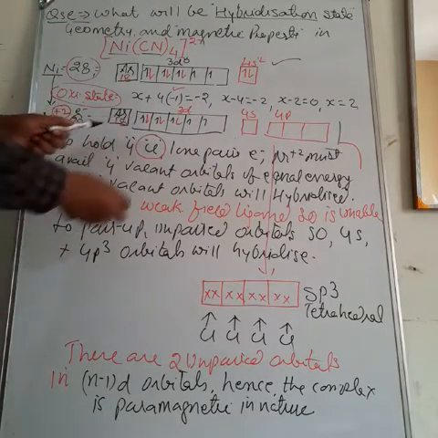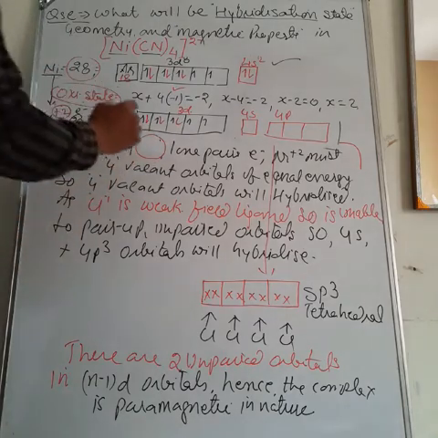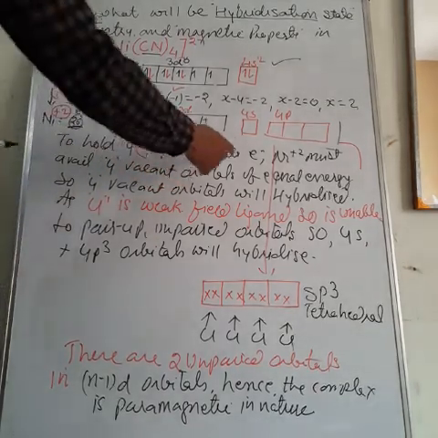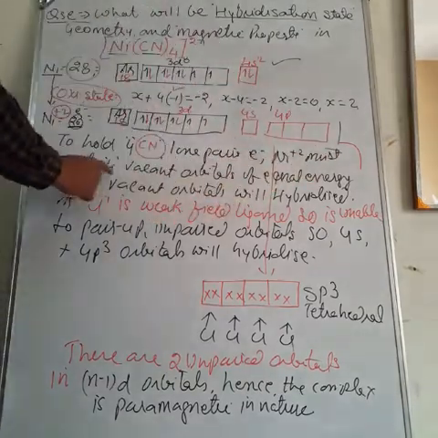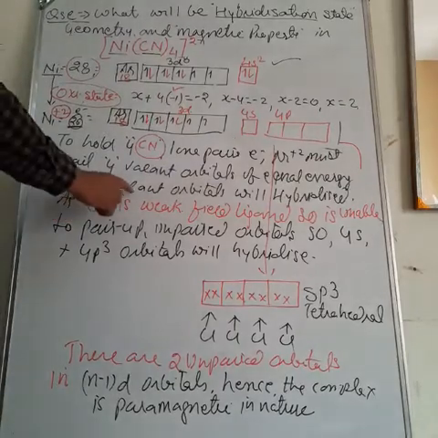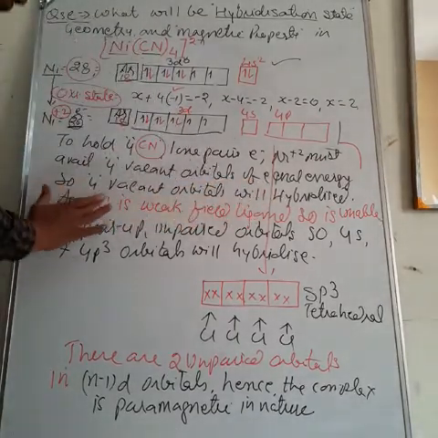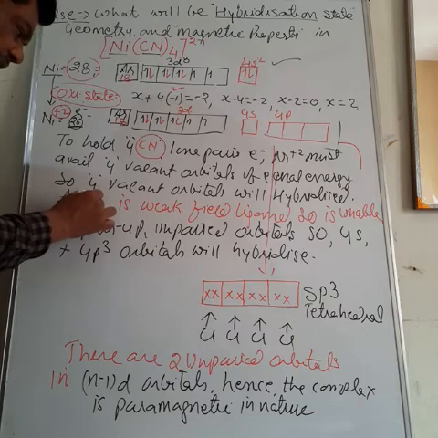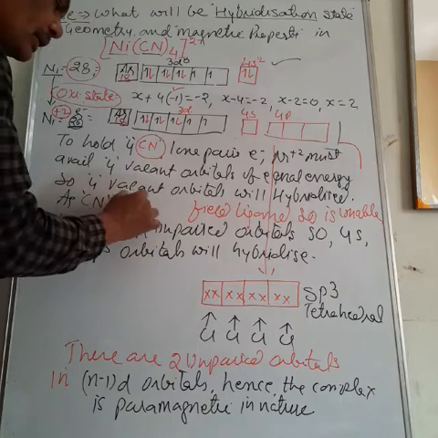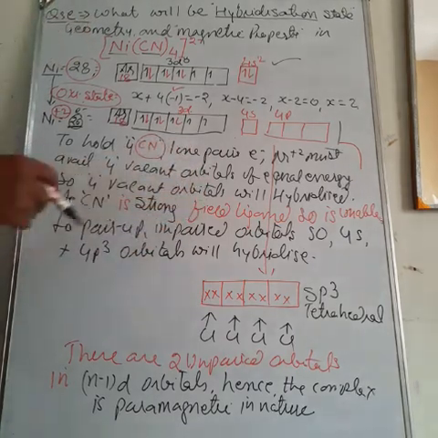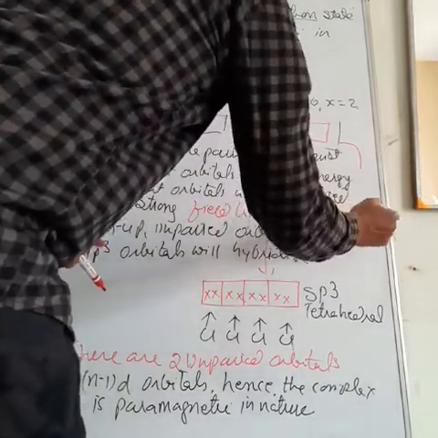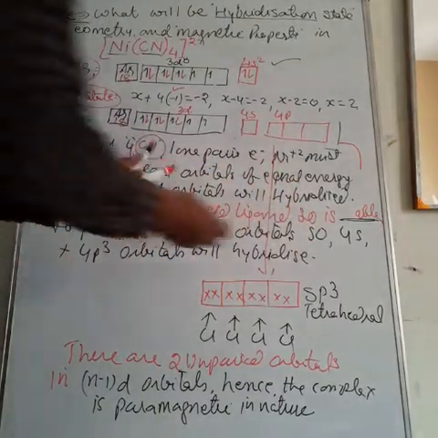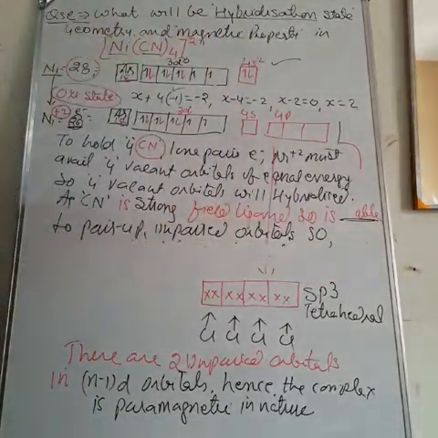Now to hold 4, instead of Cl, I am making a change here and writing the name of the ligand, CN. So to hold 4 CN ligands' lone pair electrons, nickel +2 must make available 4 vacant orbitals of equal energy. So 4 vacant orbitals will hybridize. As now here we have to change, instead of weak field ligand, we have to write strong field ligand. So it is able to pair up unpaired electrons. So this line is completely getting changed.